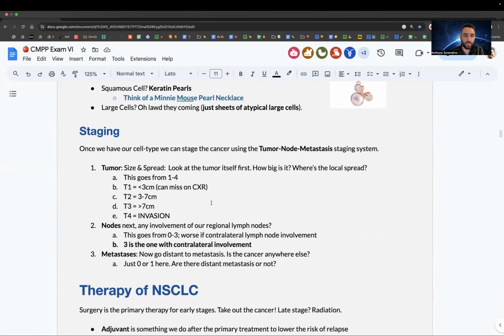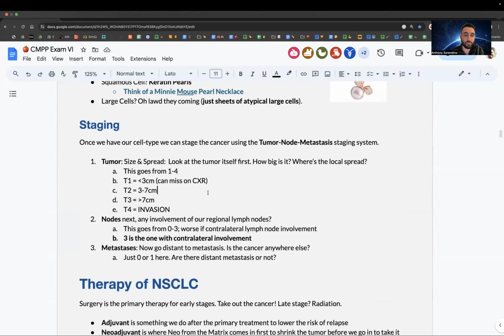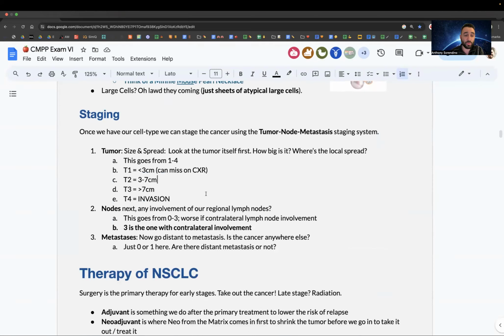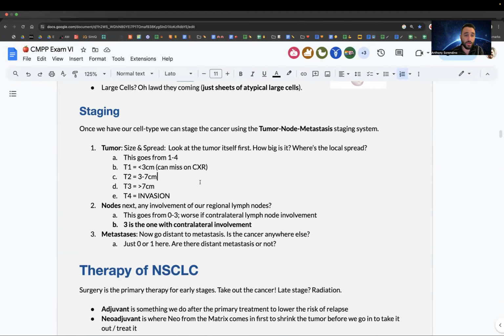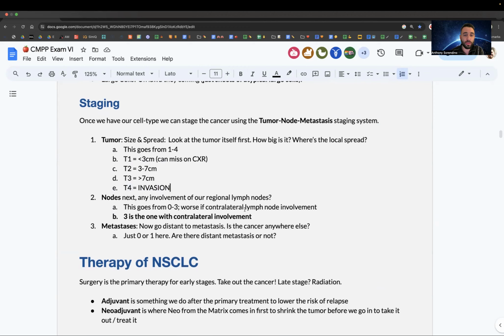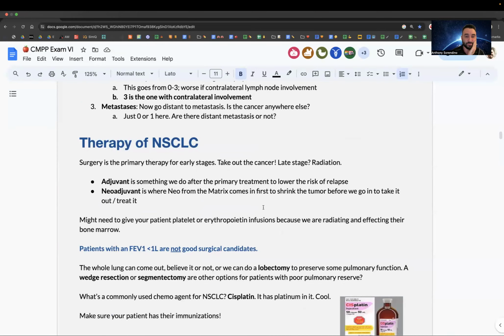Some other stuff here. Again, the TNM system for staging can be used for both, but it's better for non-small cell. If they have a T4, that's a full-on invasion. It goes from 1 to 4. N3, which is nodes, is going to be contralateral involvement of lymph nodes. So lymph nodes on different sides of the body, which is going to be a poor prognosis. And then metastases is just 0 or 1. Are there Mets or are there not?